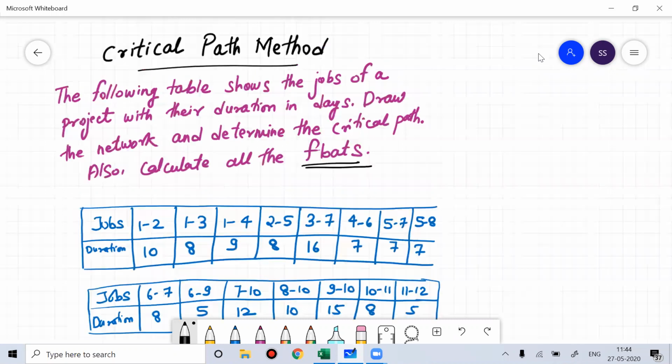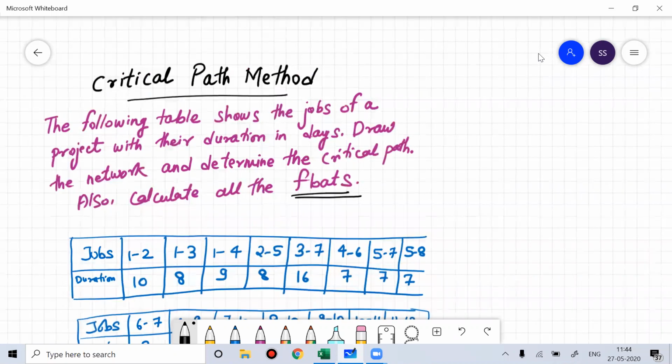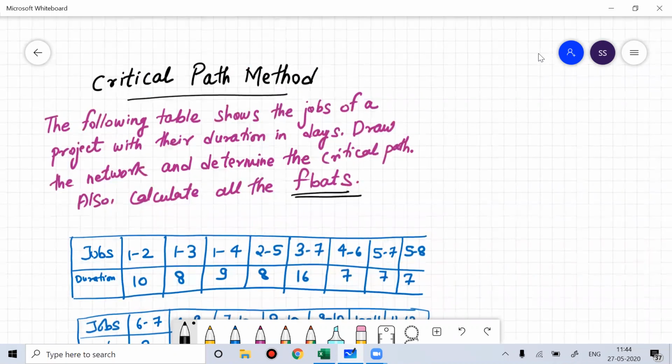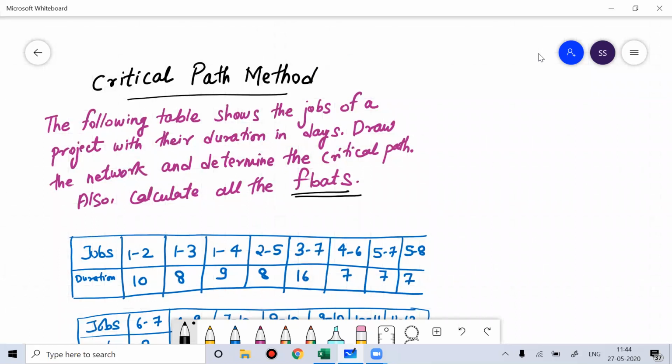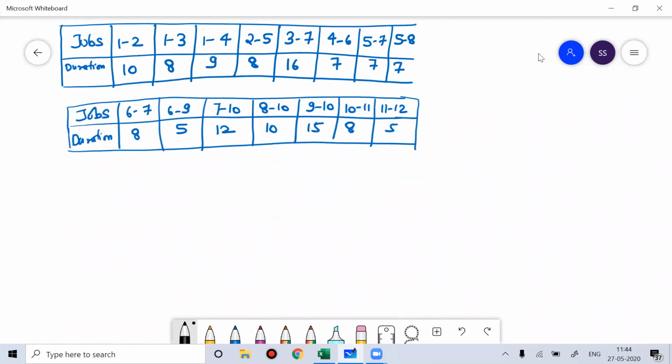You can see this table, it shows the jobs of a project with their duration in days. Based upon the data, I need to draw the network diagram and determine the critical path. So let's start drawing this diagram.